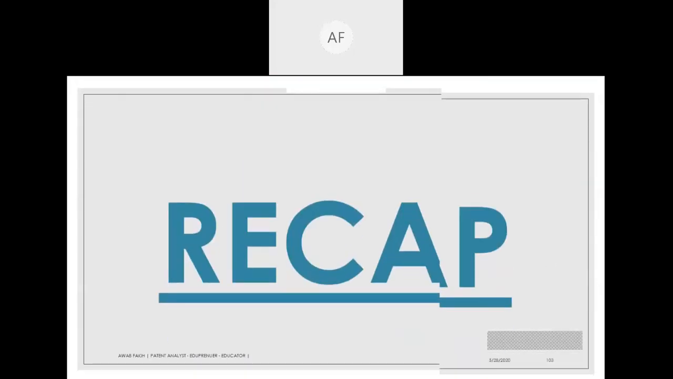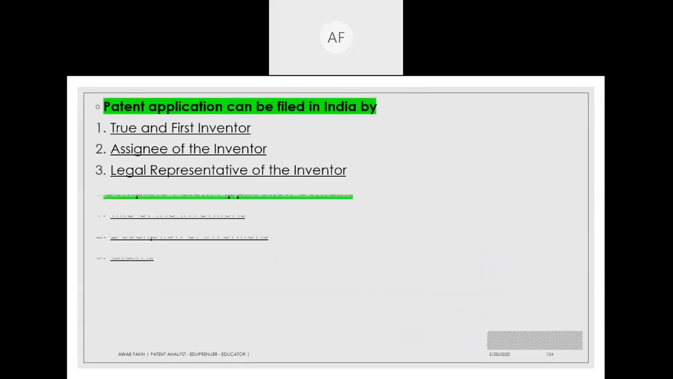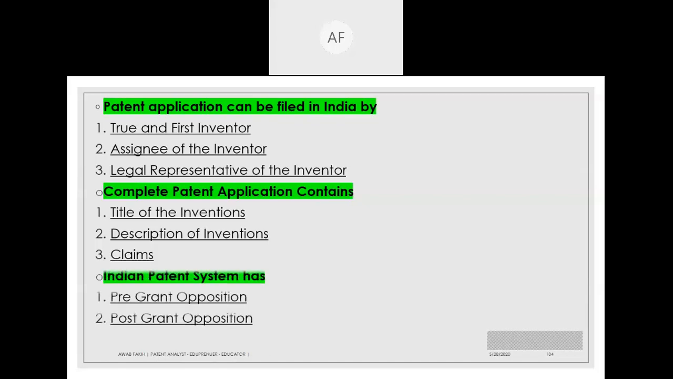With this, we'll have a short recap, my dear friends. A very fast recap. A patent application can be filed in India by a true and first inventor. It can be from an assignee of the inventor. It can be a legal representative, that is a patent agent or patent attorney, and so on. The complete patent application contains the title of the invention, the description of the invention, and the claims. When you talk about only the provisional, it contains two things, abstract and drawing.